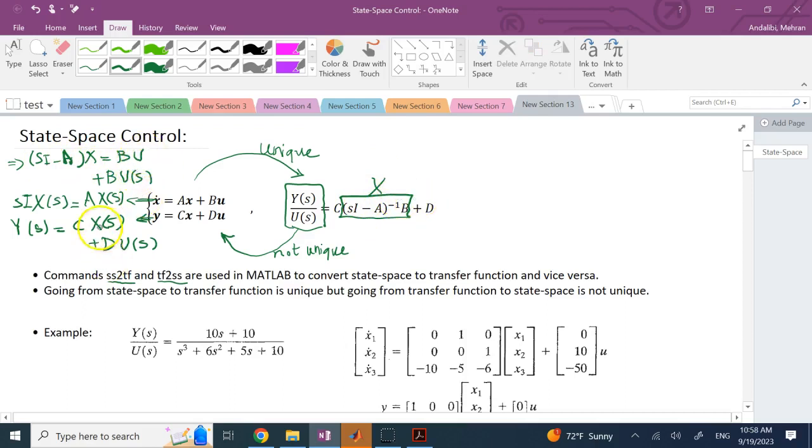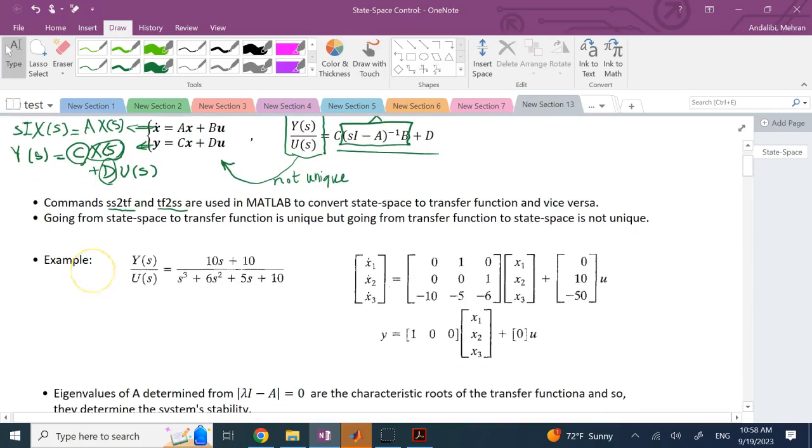In terms of U, and you plug it here, so it's going to be C times that plus D times U. Since that X has a U in it and this other term has a U, you can factor it out. So the result is Y is going to be C times that matrix, C(sI - A) inverse B, plus D, the whole thing times U. So if you divide both sides by U, your transfer function is going to be this guy. And again, it's unique. And in MATLAB, as I said, there is a command for that.